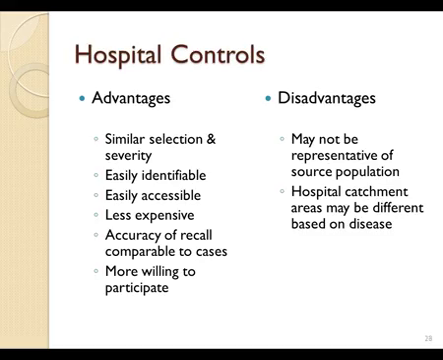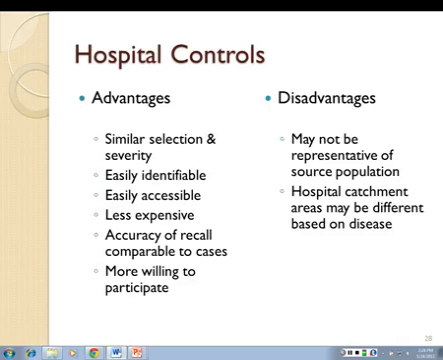Hospital controls are used most often when cases are selected from a hospital population. For example, if we were doing a study of cigarette smoking and myocardial infarction among women, we might use hospital controls of women that didn't have a myocardial infarction.